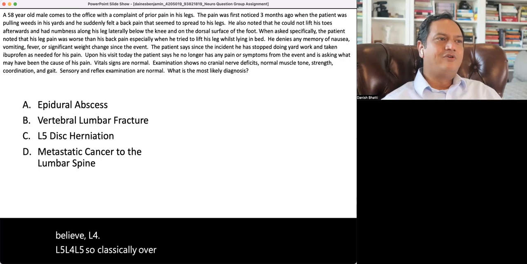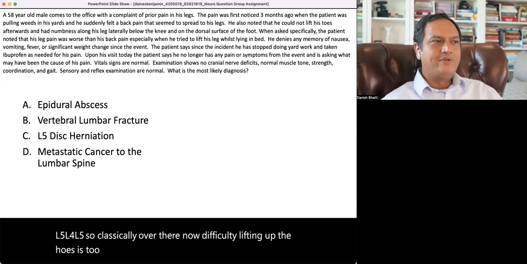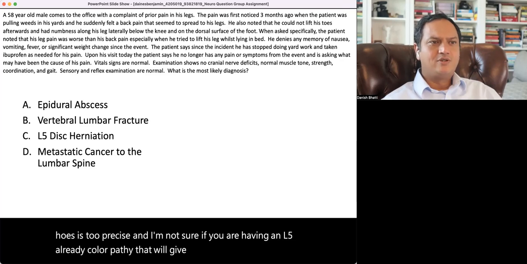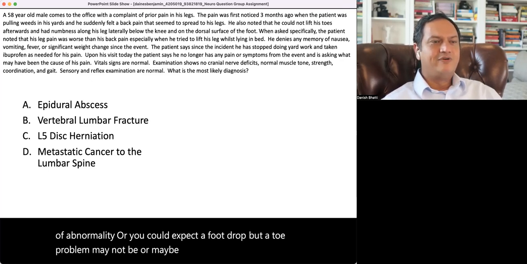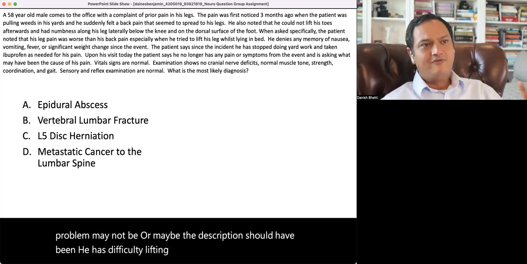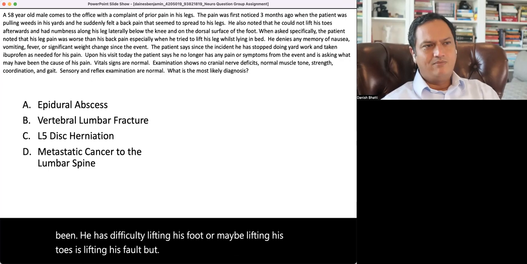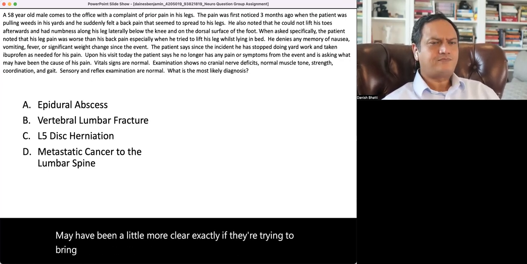Now, difficulty lifting up the toes is too precise. I'm not sure if an L5 radiculopathy will give you such a precise location of abnormality. You could expect a foot drop, but a toe problem may not be it. Maybe the description should have been that he has difficulty lifting his foot, which would have been a little more clear if they're trying to bring in a foot drop, which is classic for L5.